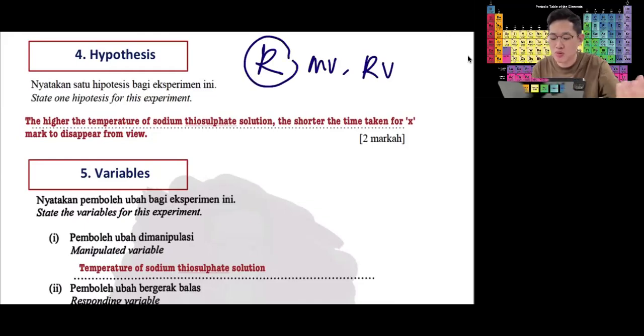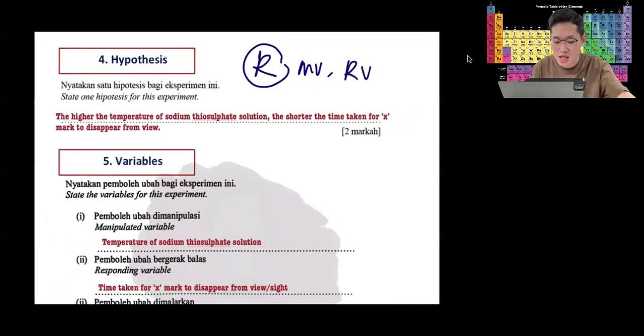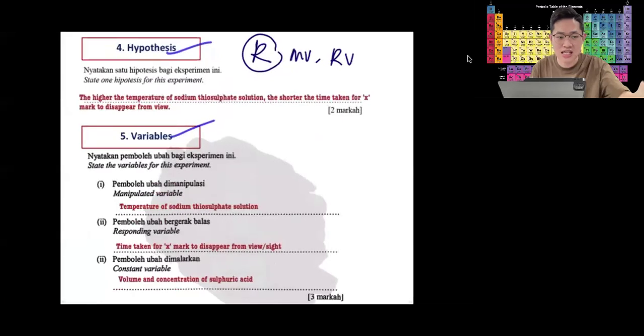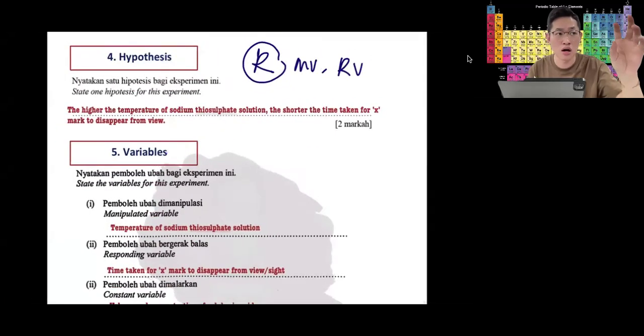Hypothesis for rate of reaction is always the relationship between your MV and RV. So that means you might want to do your MV and RV first. Remember, for hypothesis, variables, observation and inference are something that you can read from the table, from the textbook or from the question itself. So without doing the experiment, you can also actually get marks from this kind of question.